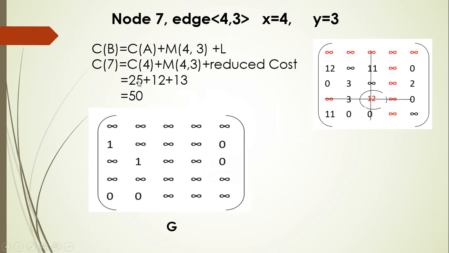So C of 4 is 25. Traveling cost for 4 to 3 is 12. Reduced cost is 13. So the total cost for node 7 is 50.